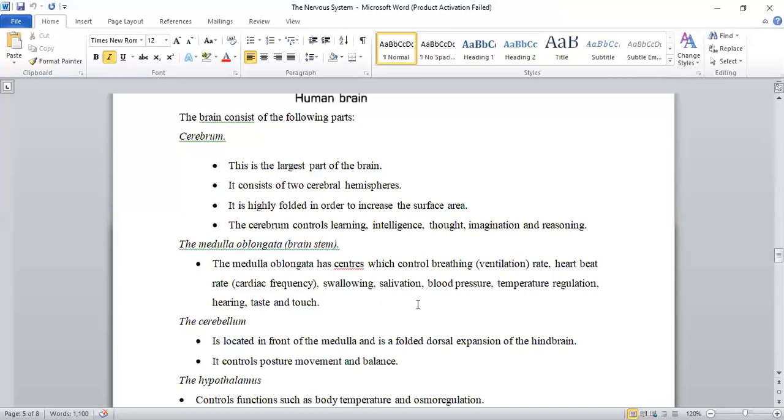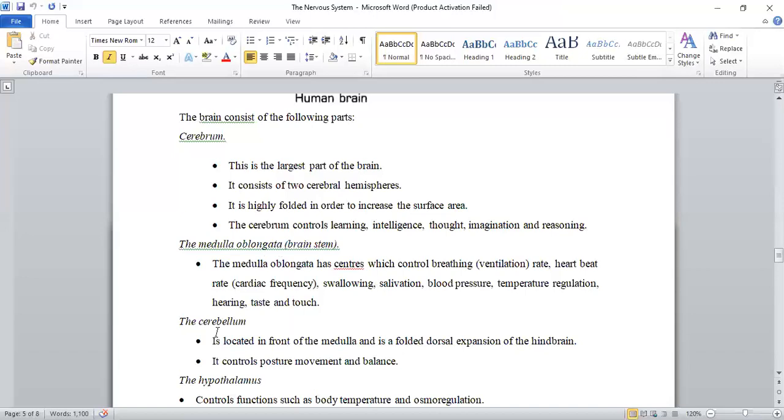So what happens is, once the sensory organ senses changes in all these parts, this information or impulse is sent to the CNS, and in this case it is sent to the brain, and the part of the brain is the medulla oblongata.